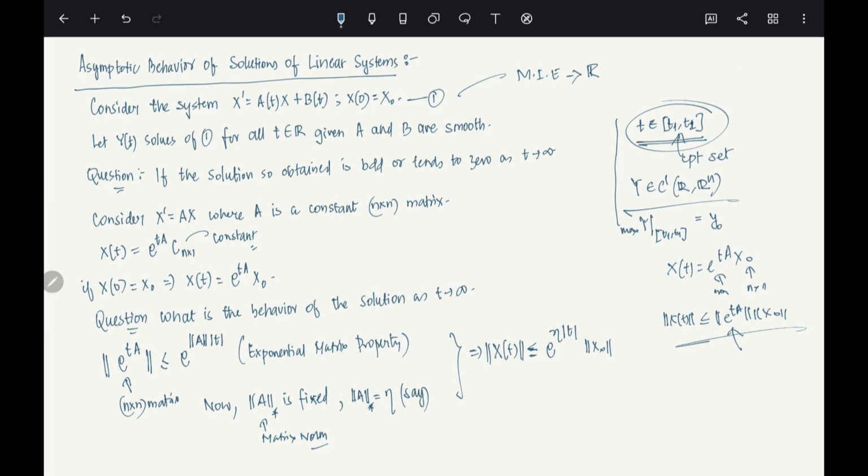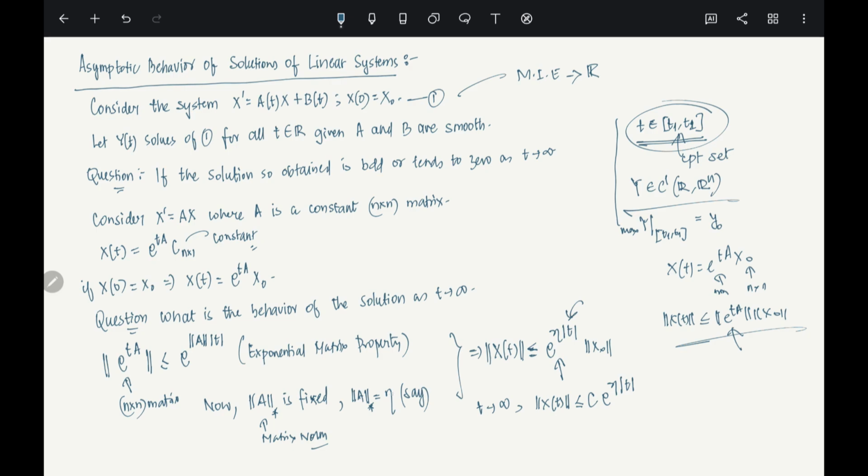Now you see, the norm of x naught is fixed, right? The norm of x naught is not changing, clear? So essentially the asymptotic behavior of this will depend on t. As t tends to infinity, the norm of x(t) is always bounded by the norm of x naught times, let's say, some constant c times e to the power eta times mod t. Clear? So what happens to e to the power eta times mod t?